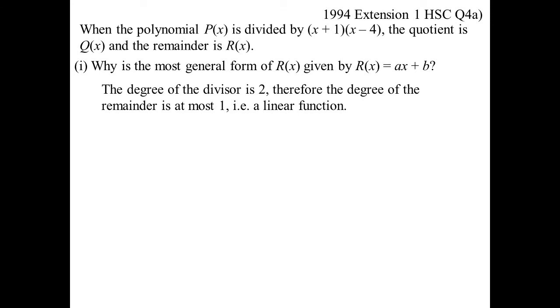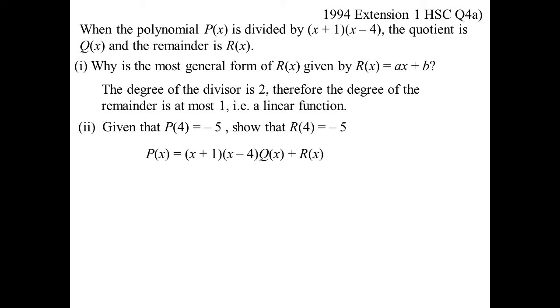We know the order of the remainder has to be less than that. So the most it could be would be 1. It might not be, it might still be a constant number, but it possibly could be of order 1. And so to generalise it, we'll chuck in some constants. So we're saying the degree of the divisor is 2, therefore the degree of the remainder is 1, a linear function. So part 2, given that polynomial 4 is negative 5, show that remainder 4 is negative 5.